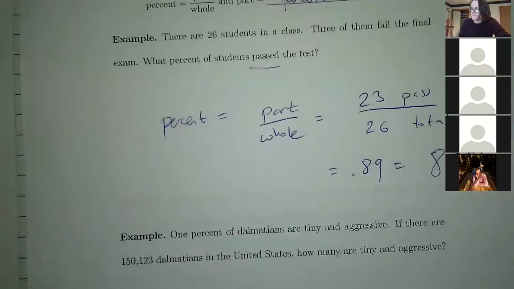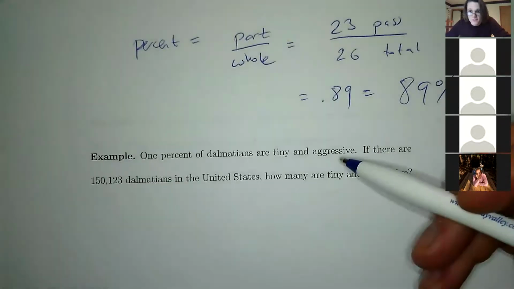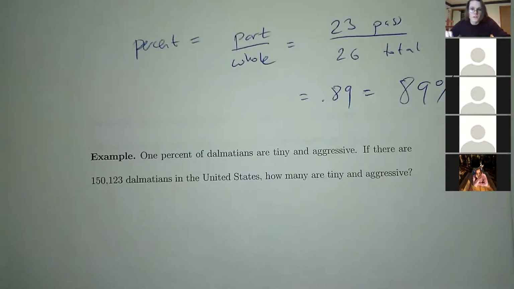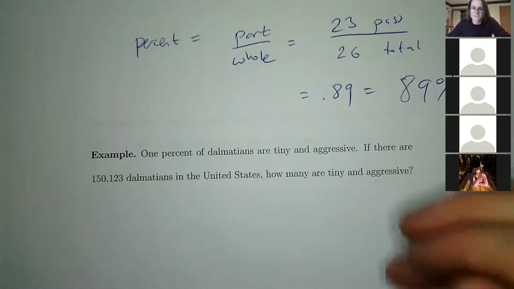Cool. All right, so 1% of Dalmatians are tiny and aggressive. Mine is not. If there are 150,000 Dalmatians in the United States, I have no idea how many Dalmatians are in the United States, how many are tiny and aggressive? How do I find this one?